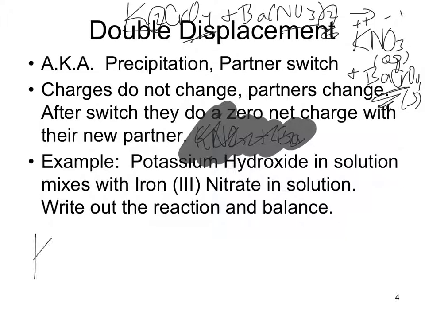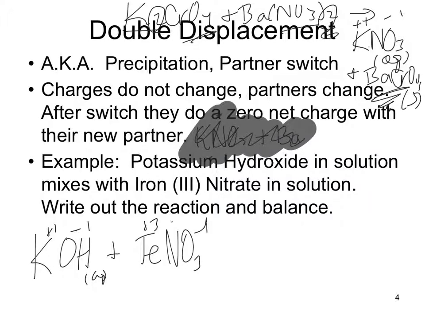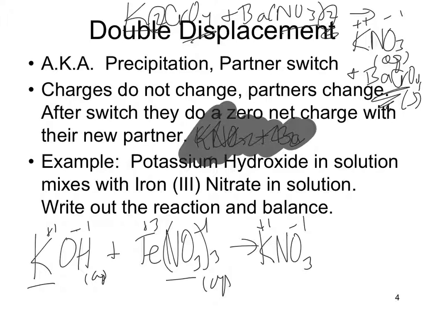Okay, so if we had potassium hydroxide, we'd have potassium and hydroxide. That would be AQ. And we have iron, which is a +3, and nitrate with a -1, and that's aqueous. Now, they're going to switch partners, and K is going to go with NO3. Now, notice when it does this, K is a +1, NO3 is a -1. Don't bring that 3 over. That 3 was there because it was with iron.